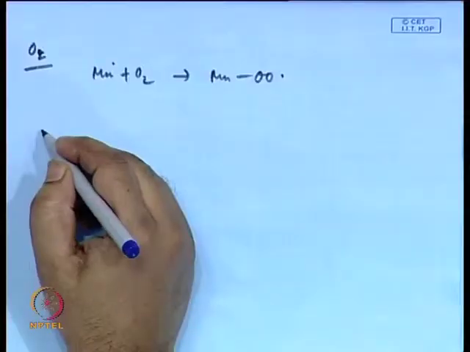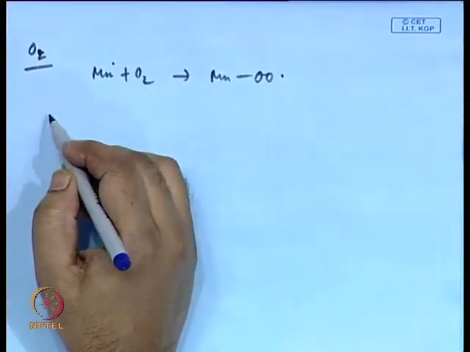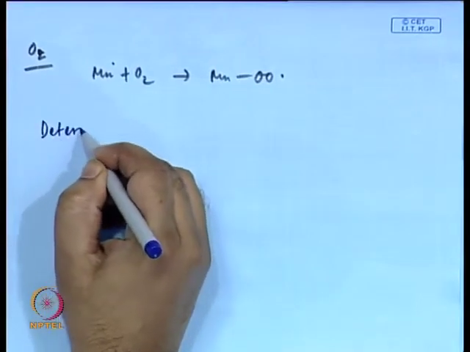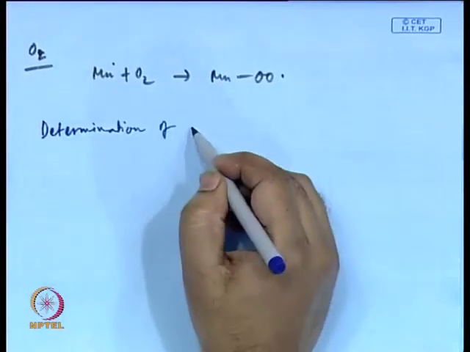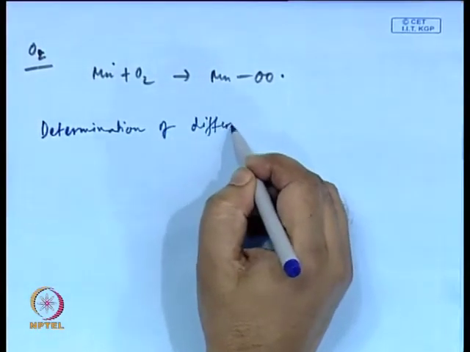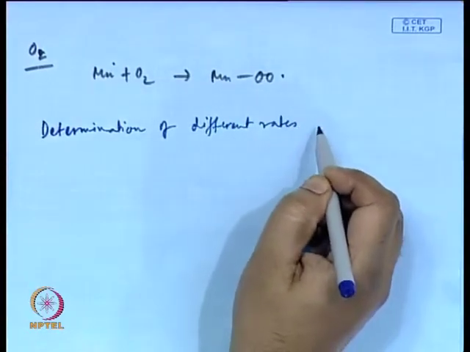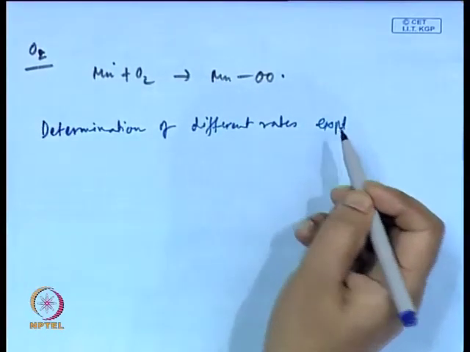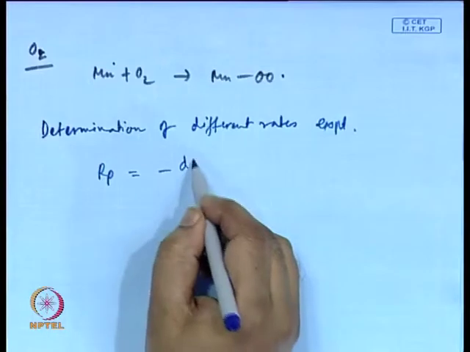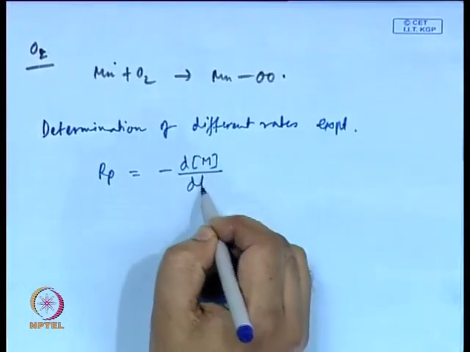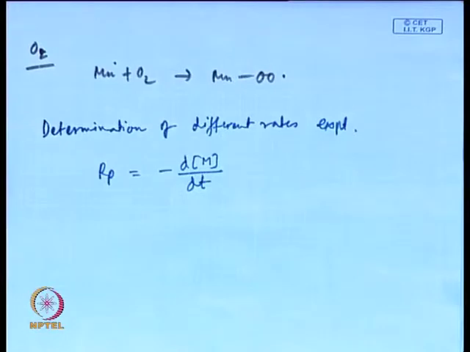Now, let us talk about how one determines these different rates experimentally. By experiment. Okay. Now, Rp, which is the disappearance of the monomer, or reaction of monomer from the reaction medium.